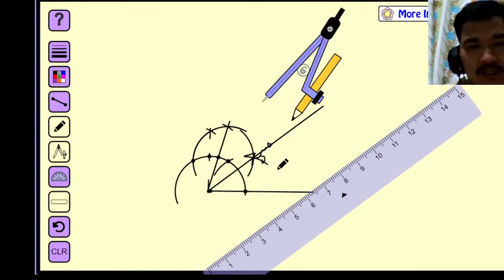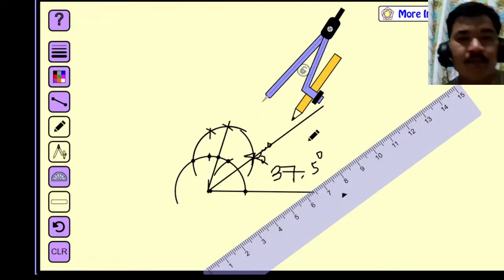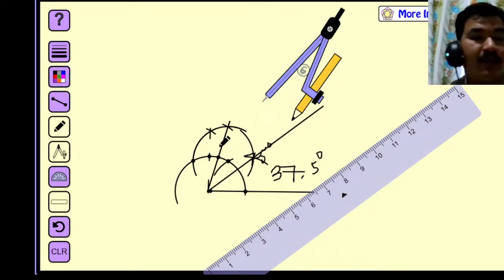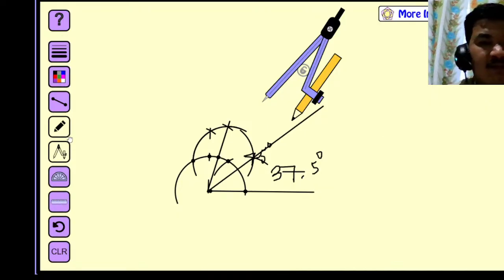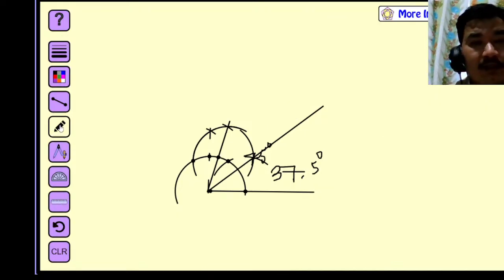Okay, which is known as 75 half. 75 divided by 2, here it will come 37.5 degree. This angle will come 37.5 degree. Okay, this also is 37.5. Half of the 75 will come 37.5. This is the way to do. Okay, look at it.